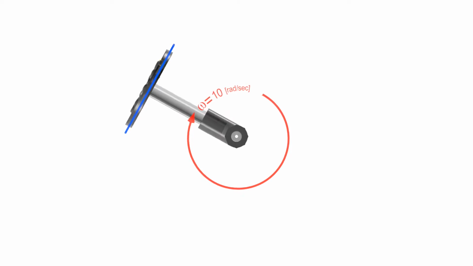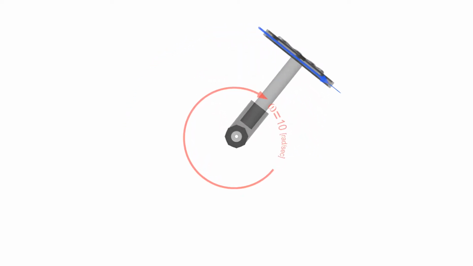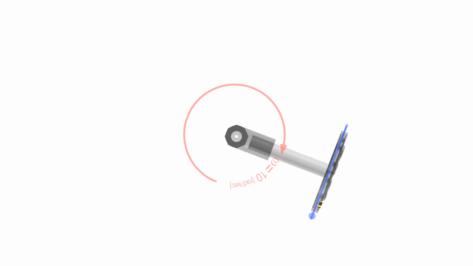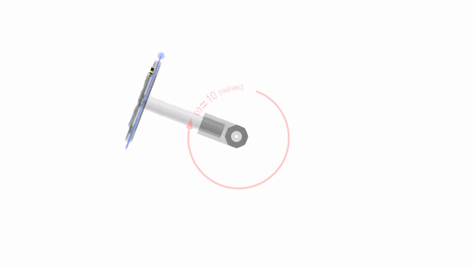Now looking from the side view, we see that the shaft rotates at a constant angular velocity of 10 rad/s. And from this side view, we can decide that it's rotating clockwise.